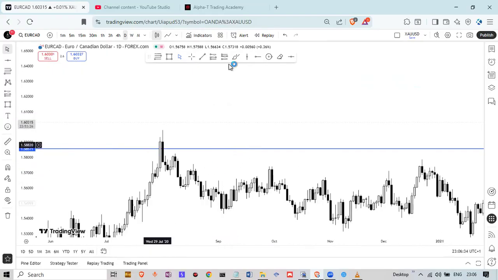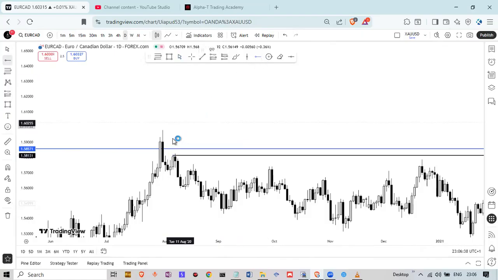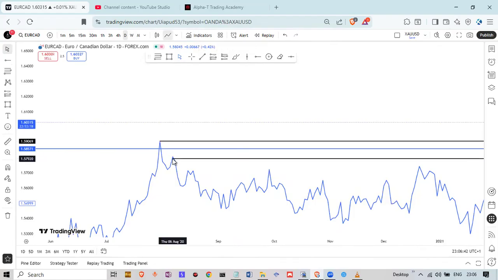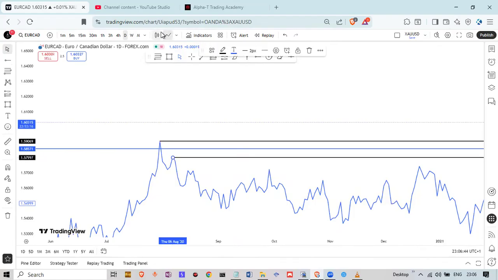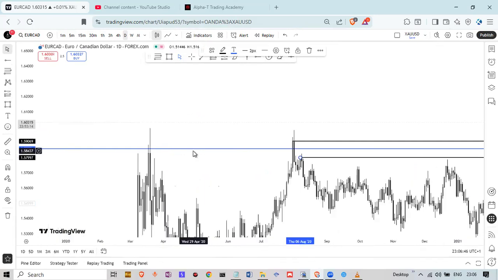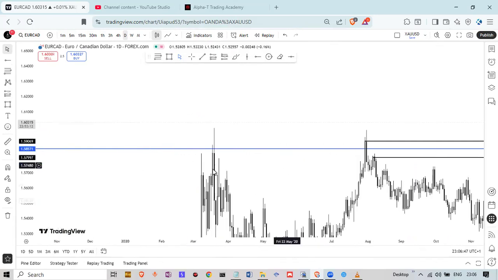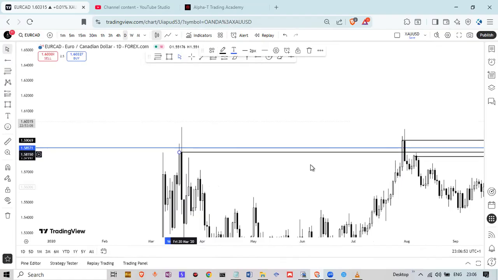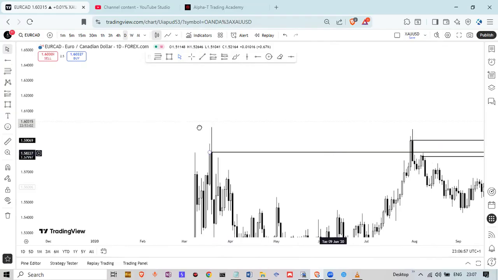Okay, so if I add my line to these levels, you can see that they are actually resistance points. That's why I'm adding those levels there. How about this one too as well? This is also a resistance level. Okay, so I can delete this now. So now I would have this.